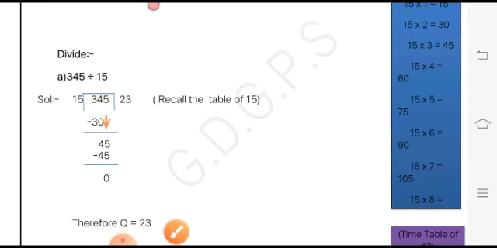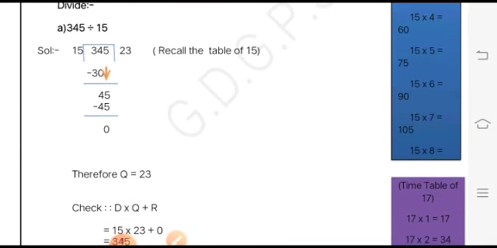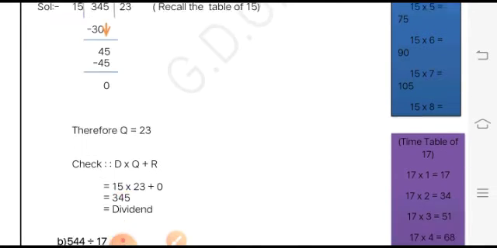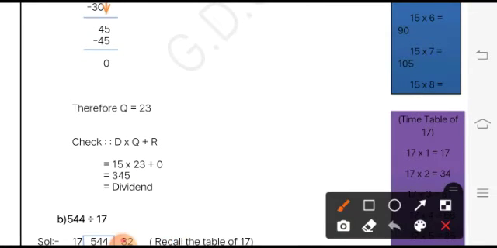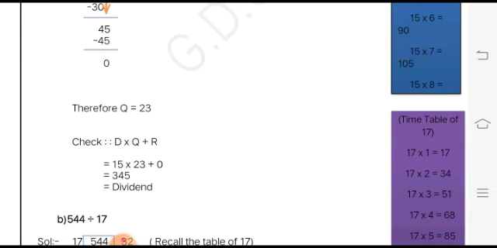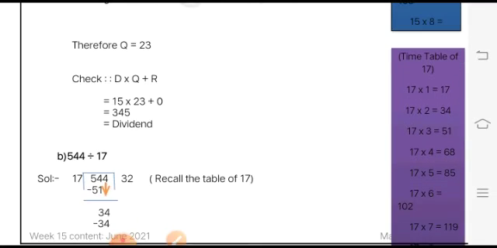Here you can see when 345 is divided by 15, 23 is the quotient and 0 is the remainder. And after substituting the values in the formula, you can see 345 is obtained by multiplying 15 and 23. Here the remainder is 0, so nothing is to be added. And wherever you have a non-zero remainder, you have to add that remainder to the product of D and Q. Same is the case with B part as well.